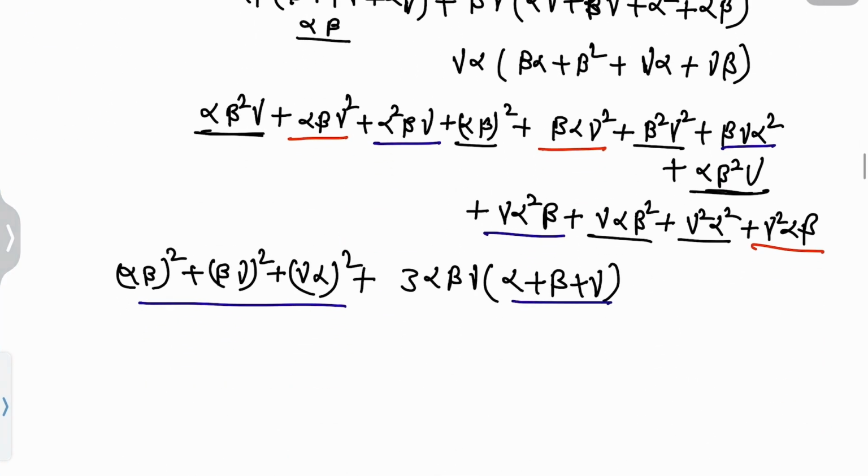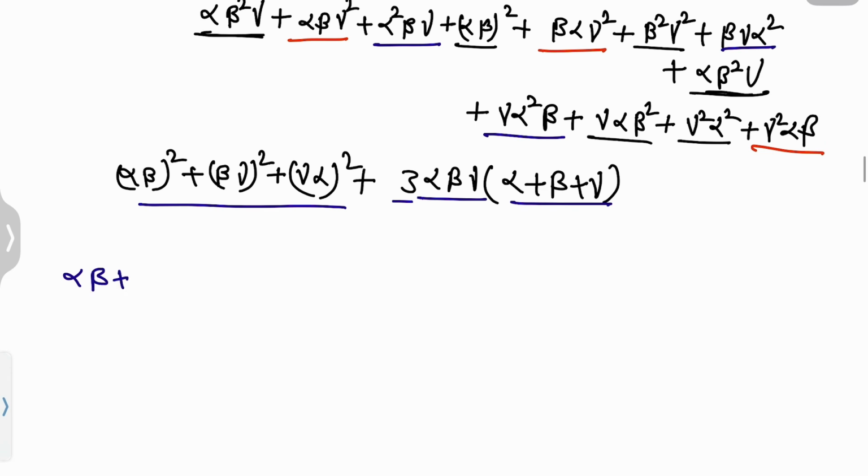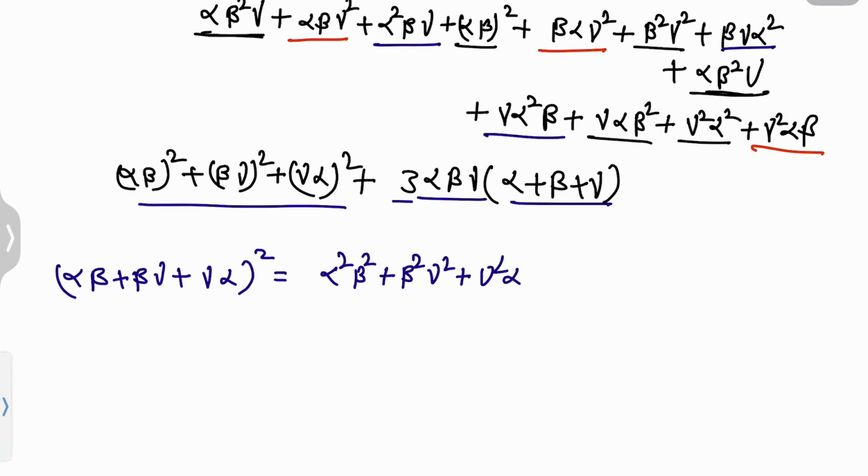Right now alpha beta gamma and the 3 are given. So how to find alpha square beta square gamma square? You can find it like this: alpha beta, beta gamma and gamma alpha whole square is equal to what? Open that: alpha square beta square, beta square gamma square and gamma square alpha square, plus 2 times alpha beta gamma and alpha plus beta plus gamma. You can check that if you open it in the same way.